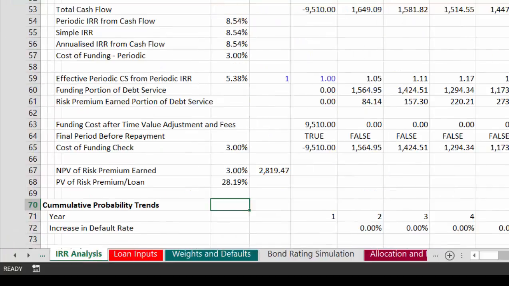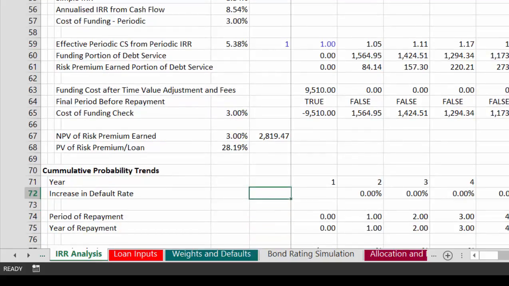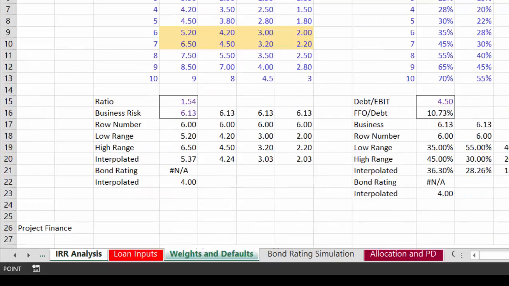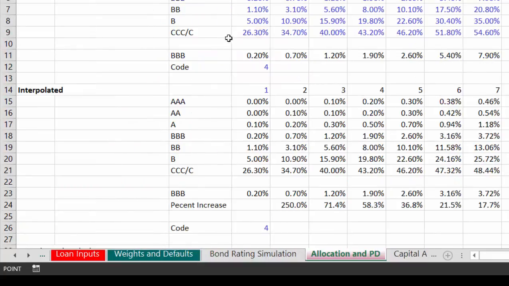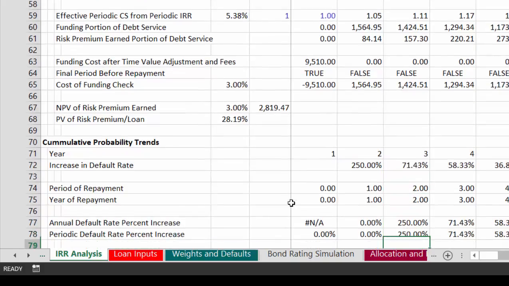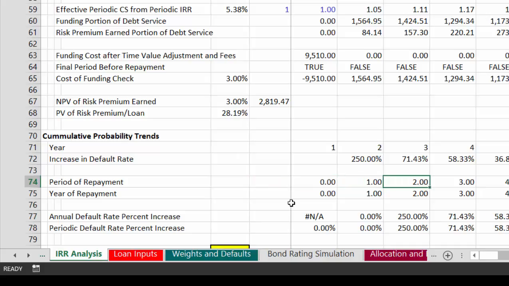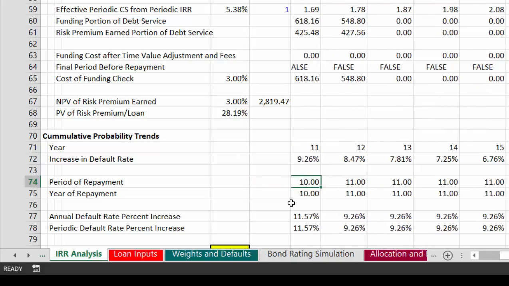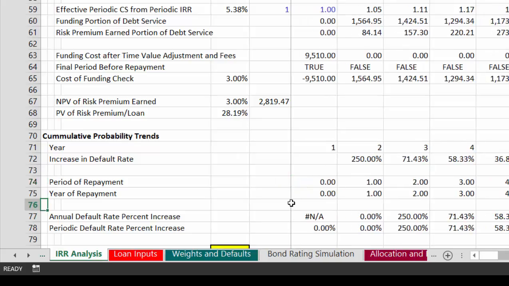Now, when I use this, here's what we'll do. We'll go to our IRR analysis, and then what we're going to do is essentially put in a probability of default that results in an IRR on the loan that's equal to, after we adjust, the cost of funding. Okay, so here's what we can do.